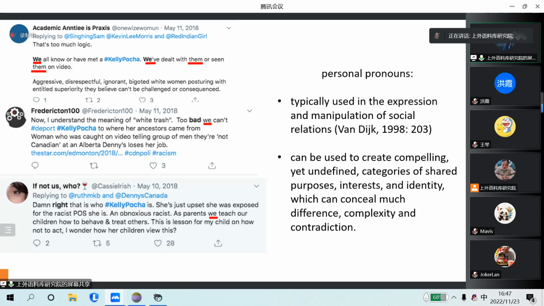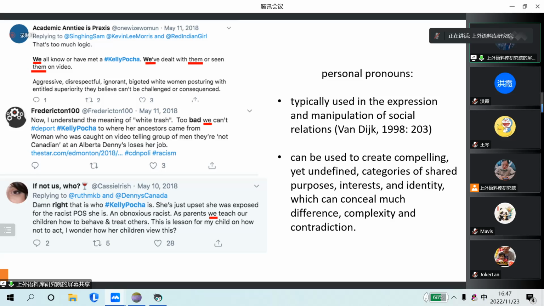And we see that here. For example, we all know or have met a Kelly Pocha. We've dealt with them. But who is this we exactly? Have you met a Kelly Pocha? Have I? It doesn't matter. It's such a broad and undefined category that it makes this imagined group that gives you more power. It aligns you as a reader. It aligns you to whatever opinion this person is selling. Yeah, and we're against them.